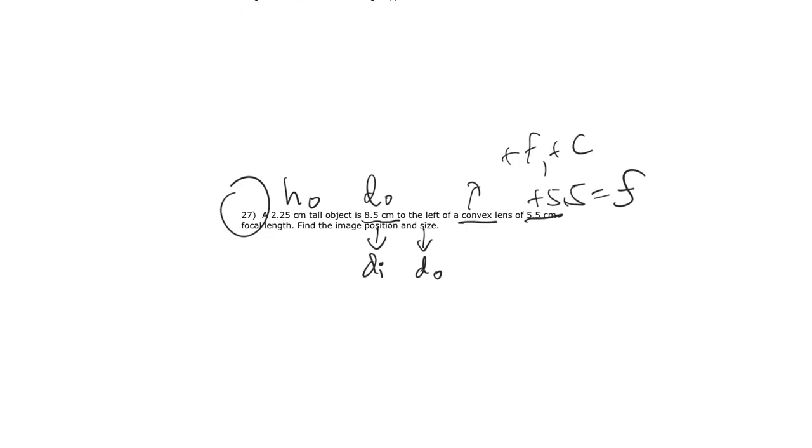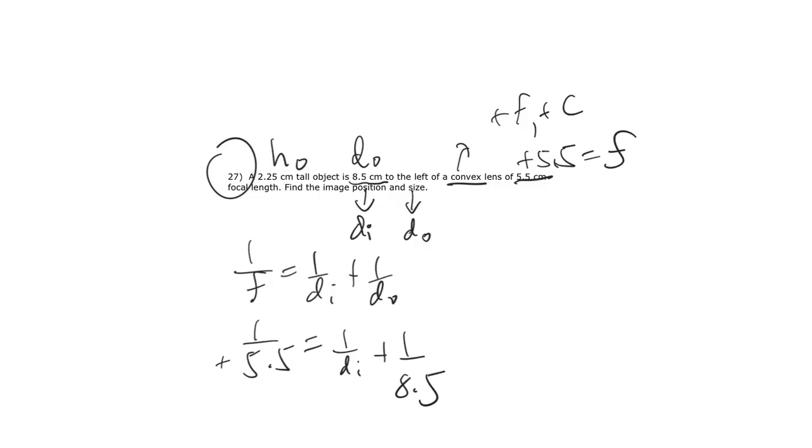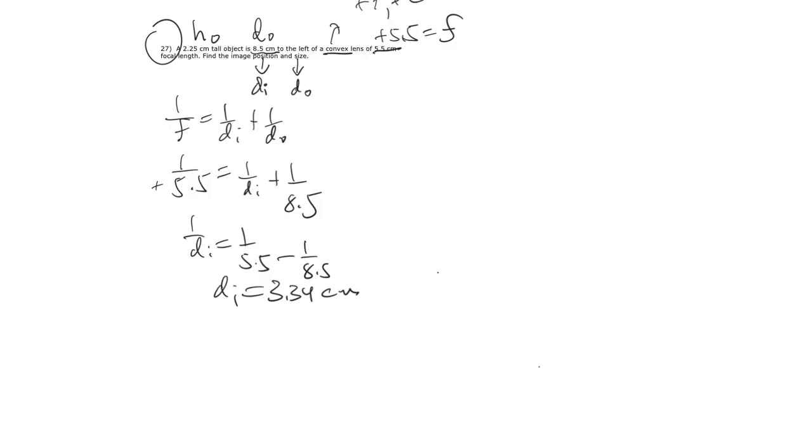Okay, so let's try this equation. 1 over 5.5 is equal to 1 over DI, that's what I'm looking for, plus 1 over 8.5. Everything's in centimeters, so I don't have to convert. So 1 over DI equals 1 over 5.5 minus 1 over 8.5. So what I do is 5.5 caret negative 1 minus 8.5 caret negative 1 equals, then caret negative 1 to flip it. So I get DI is equal to a positive 3.34 centimeters.